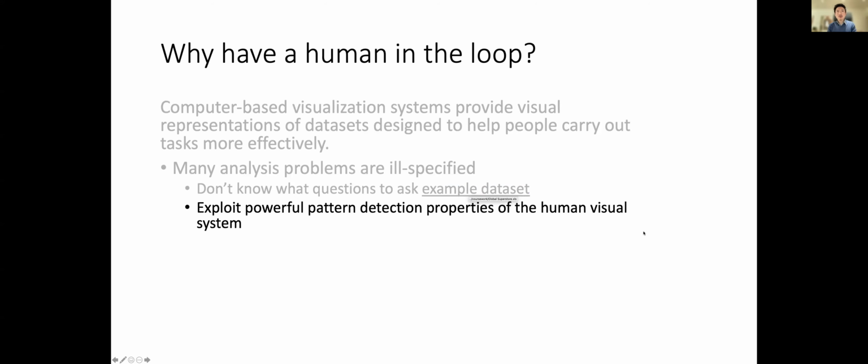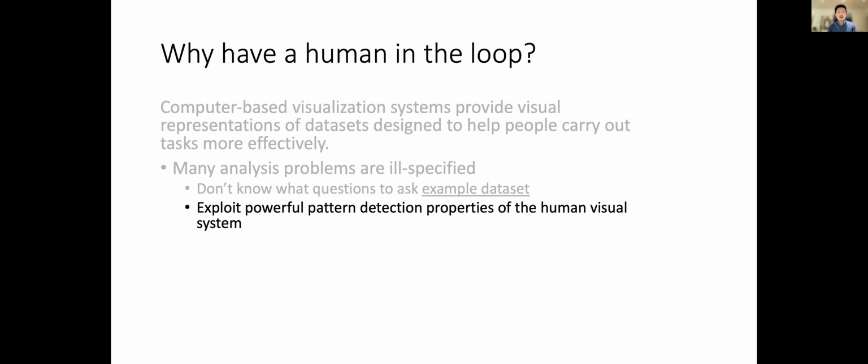Okay, and the other reason we want to have a human involved is we want to use the human brain as another computational resource. If we speak in terms of computers, the human brain is actually a very powerful computer, much more powerful than any physical computer humans have built so far in terms of computation power.